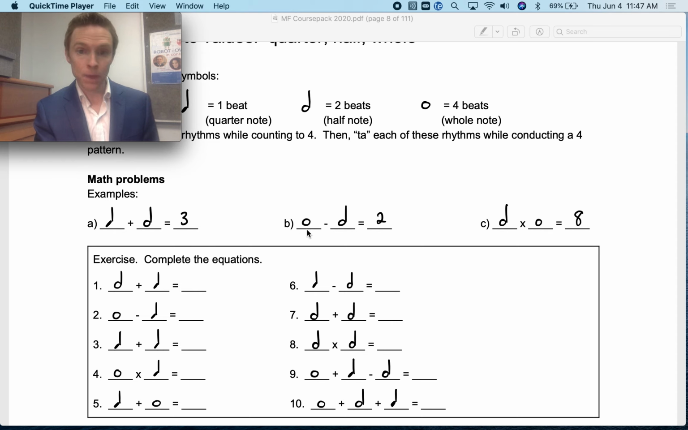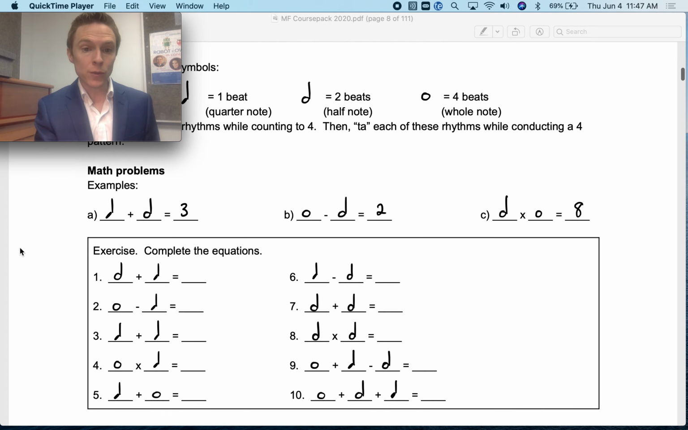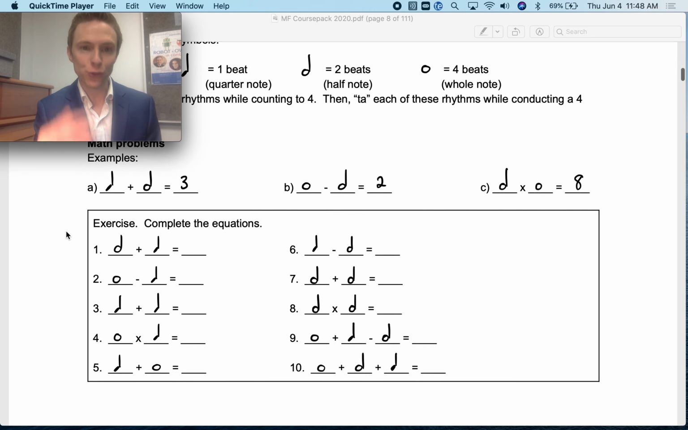Next, for letter B, that looks like a whole note, so we're thinking 4. That one looks like the half note, so that's 2. So 4 minus 2, of course, gives you 2. And finally, we've got some multiplication. So here, that's that half note again, so that's 2. Whole note is 4, so 2 times 4, of course, gives you 8. So do this exercise. Make sure to check your answers against the solutions, which are found on Canvas. And just pay attention to the symbols here. Multiplication, subtraction, you get a few times as well. So try those out. And of course, don't look at these symbols above. Just trust your memory. Trust that you know all of these symbols pretty well.